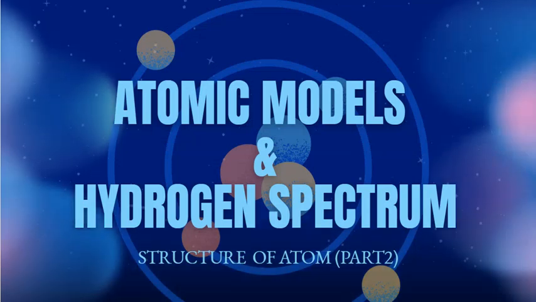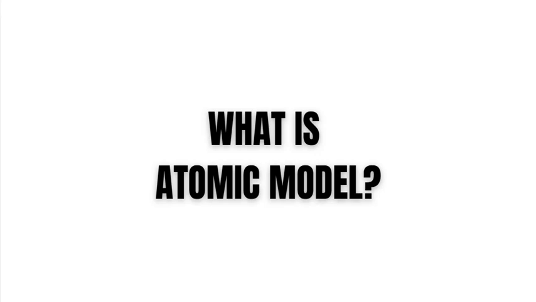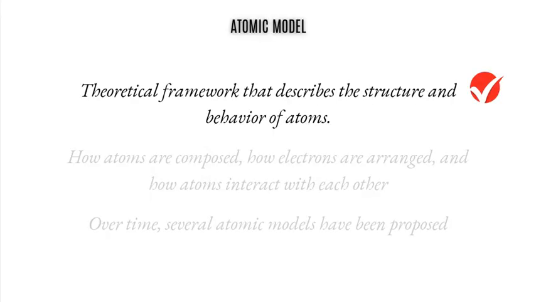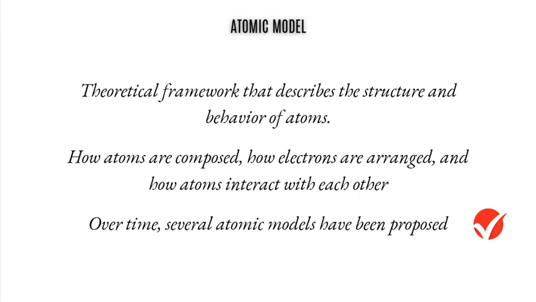In this video, we will be focusing on atomic structure models and line spectrum of hydrogen atom. What is atomic model? An atomic model is a theoretical framework that describes the structure and behavior of atoms. These models help scientists understand how atoms are composed, how electrons are arranged, and how atoms interact with each other. Over time, several atomic models have been proposed, each building on the previous ones to provide a more accurate and detailed understanding of atomic structure.